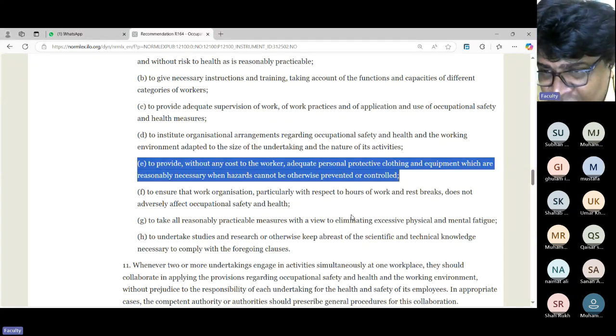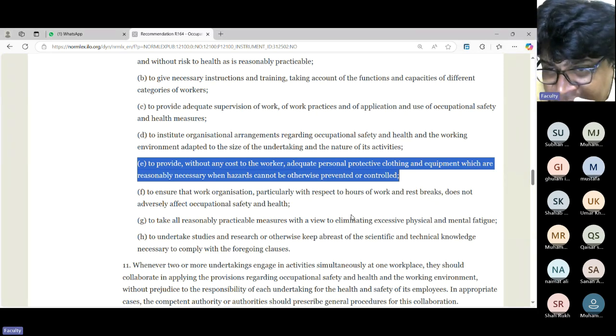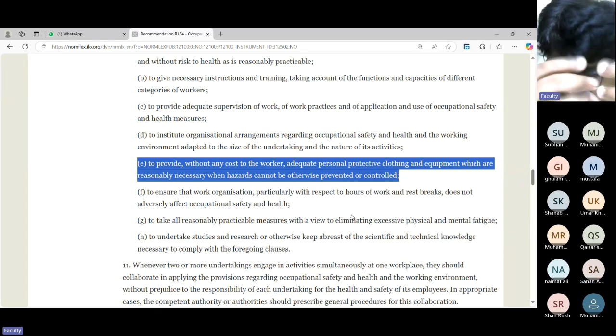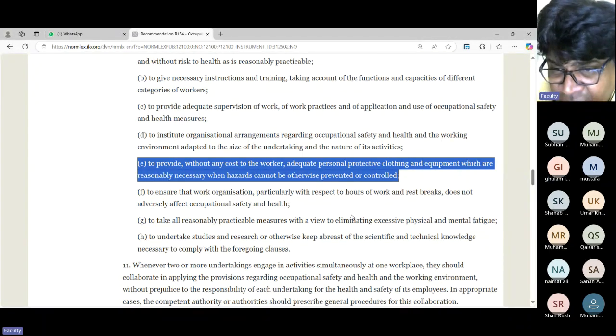Please understand that there are two words here: personal protective clothing and personal protective equipment. Equipment means the things that you use to keep yourself safe, like helmets, shoes, gloves, spectacles, earmuffs, respiratory protective equipment, all those things can come under equipment. Clothing means the body clothing that you use as PPE, like a top coat, a bottom coat, whatever it is. So those are your personal protective clothing and equipment.